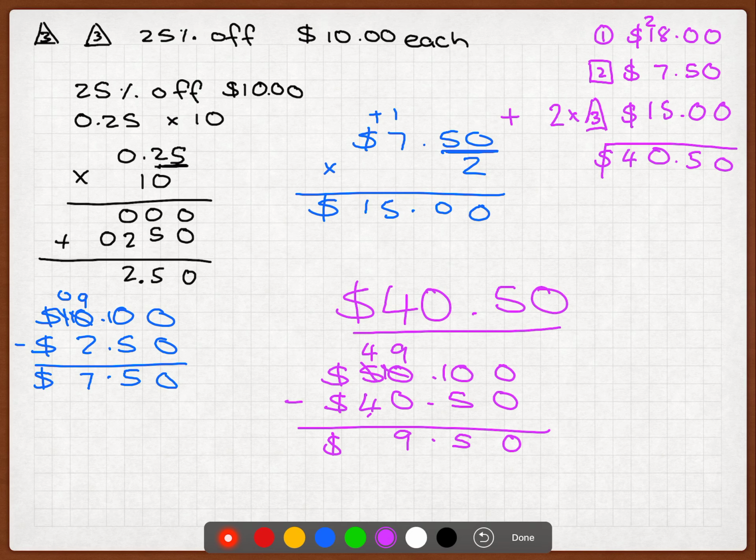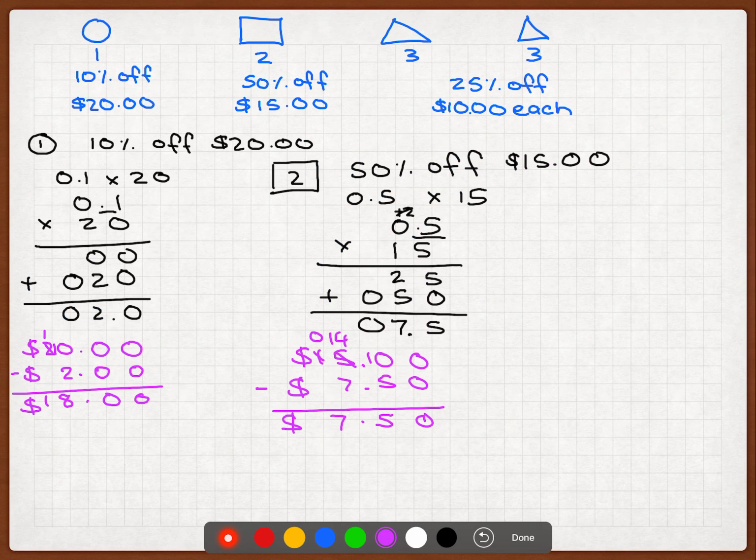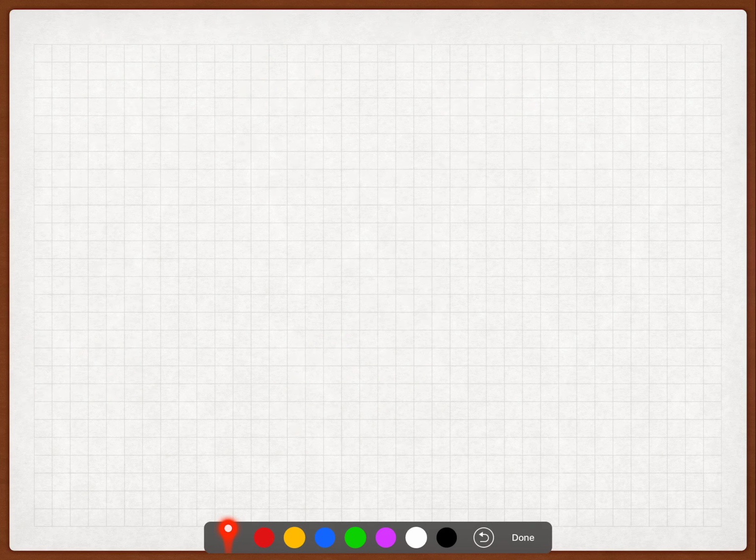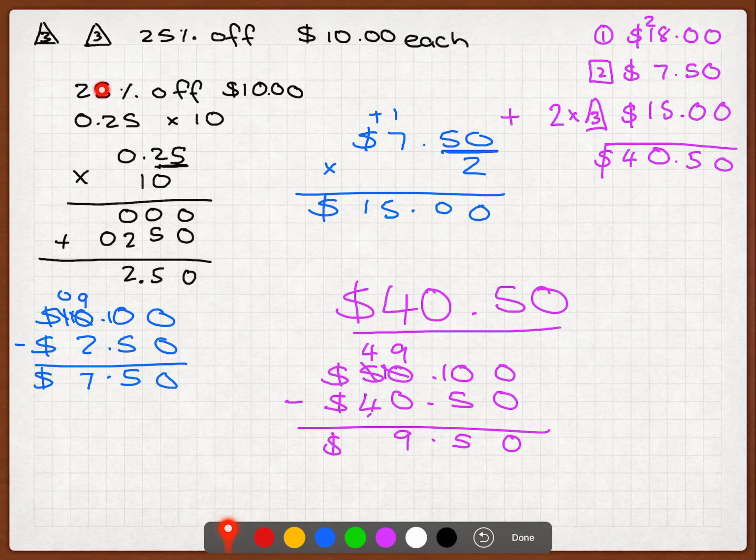What you now need to do is apply this method to your own items. So remember, we first found the price of each of the items. Okay, and we wrote down how much the discount was and how much the item cost at the original price for each of the items. We then just worked out each item on its own. And we used our formula to find the new price.